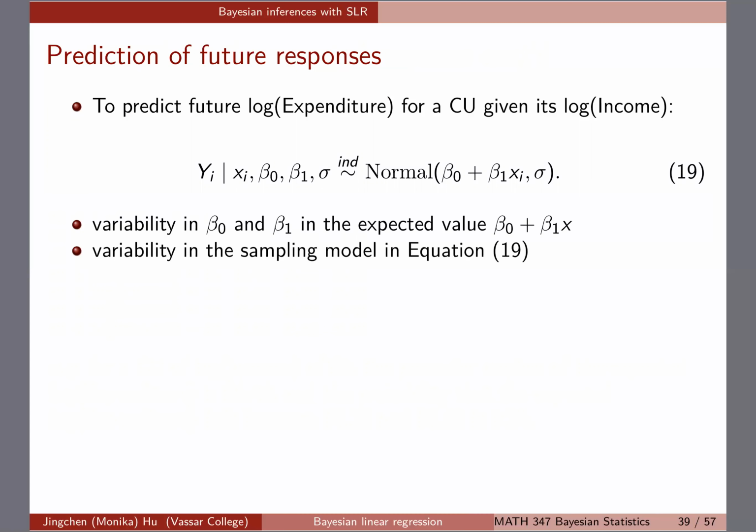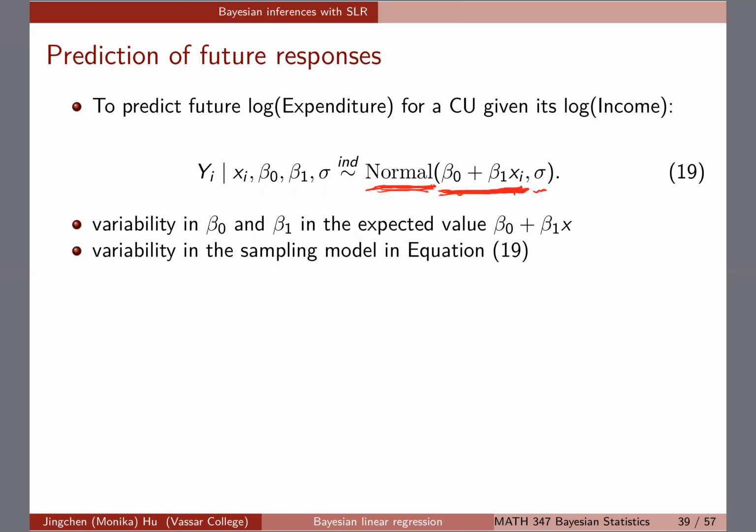The data model, equation 19 on the screen, tells us that we have independent normal with an individual-specific mean, which is beta 0 plus beta 1 xi, and we also have the standard deviation sigma being estimated. Earlier, those plots were about estimating the mean. But if you want to make a prediction, you just take one more step, because you can generate a new data point from the normal model with the mean that you estimated before and the sigma that you have from the MCMC.